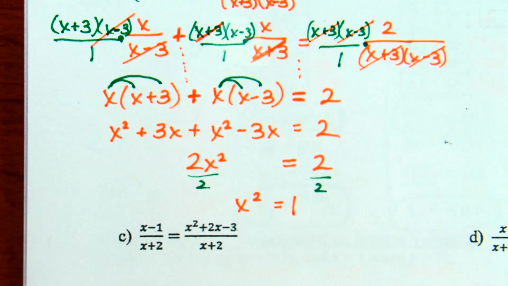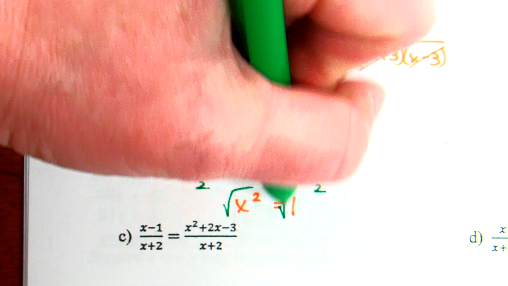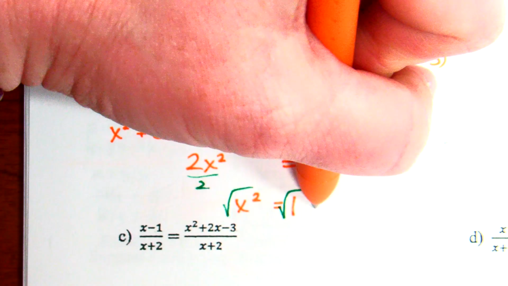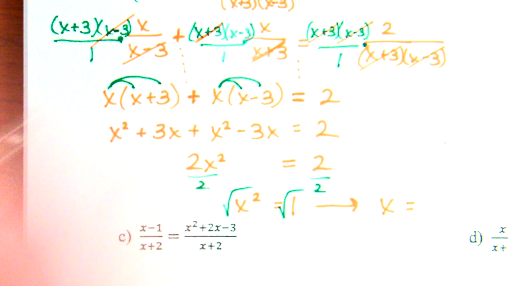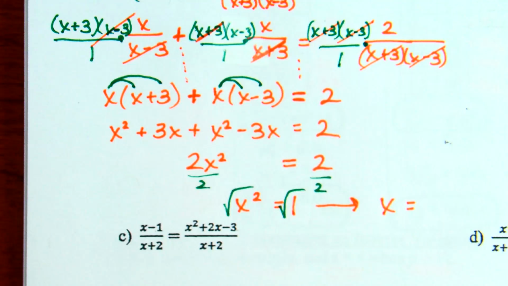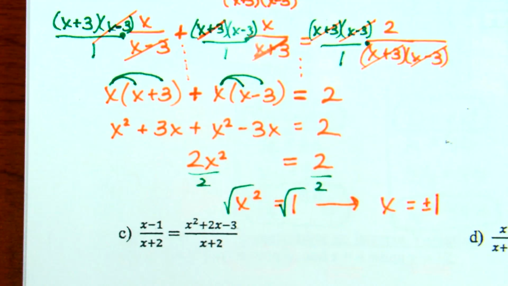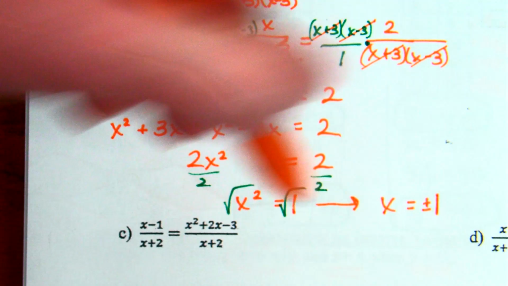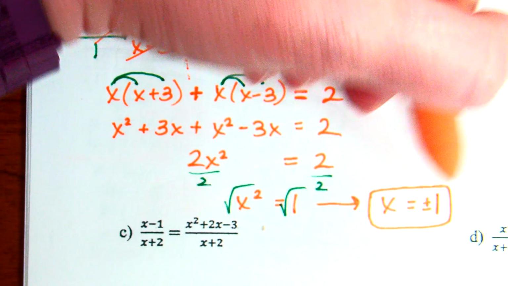The square root of x squared is x. What's the square root of 1? Plus or minus 1? I say it every time we do this, right? When you take the square root in an equation setting, you have to account for the positive and negative solutions. So we have x equals plus or minus 1. What do we need to do before we call this problem complete?